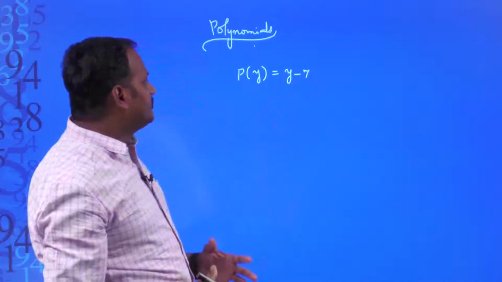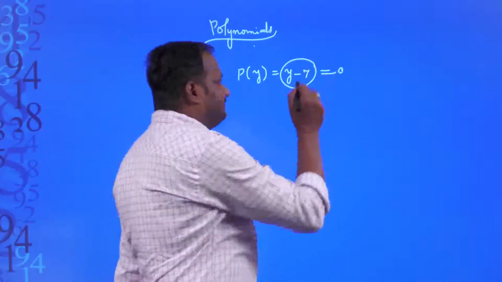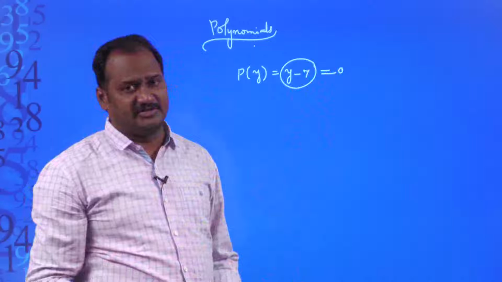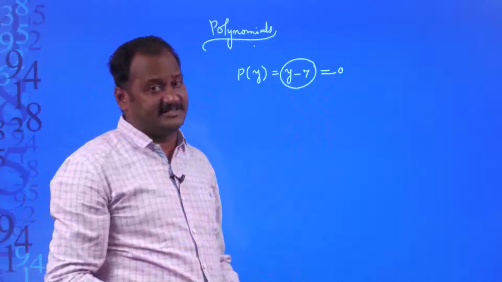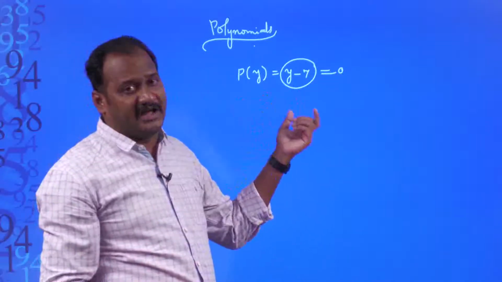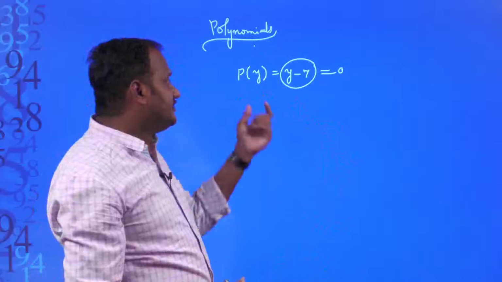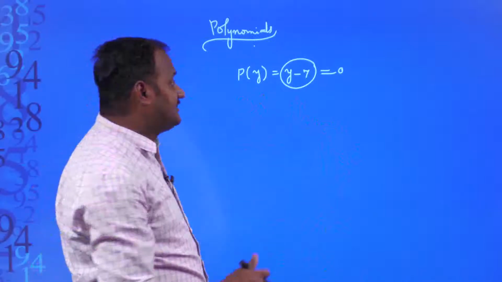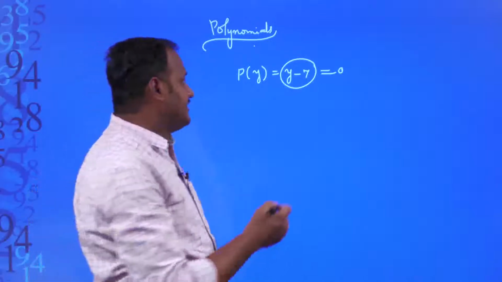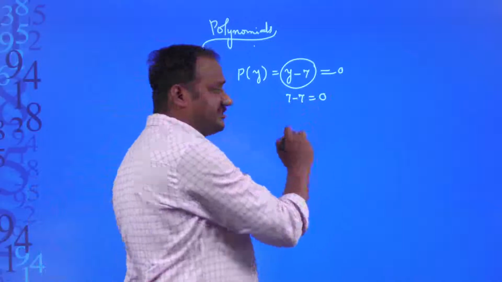Now, I just want to know when this polynomial's value will become 0. I just want to make that polynomial 0. y minus 7 is equal to 0. How can I make the value of y minus 7 equal to 0? That is only possible when you give some value to y, but not to 7, because 7 itself is 7, you cannot change the value. So you need to give one value of y, for how much value of y is y minus 7 going to be 0? Yes, when you put y equal to 7, then only 7 minus 7 is going to be 0.